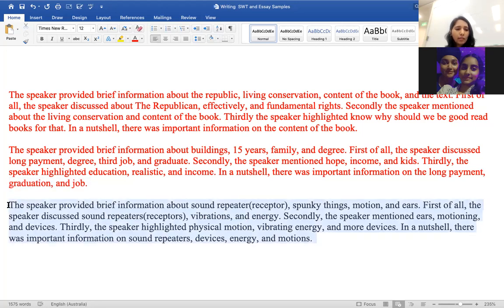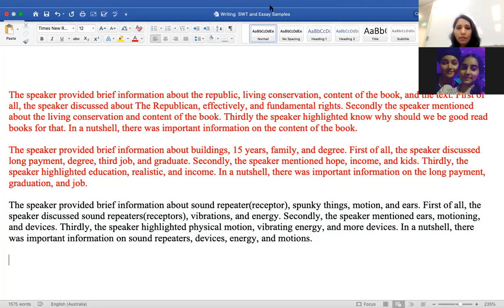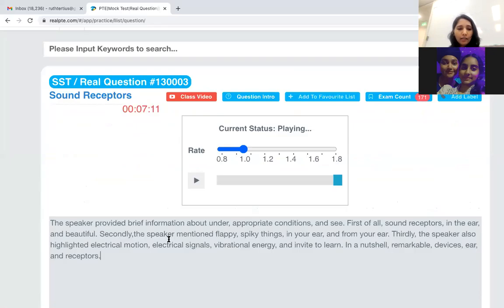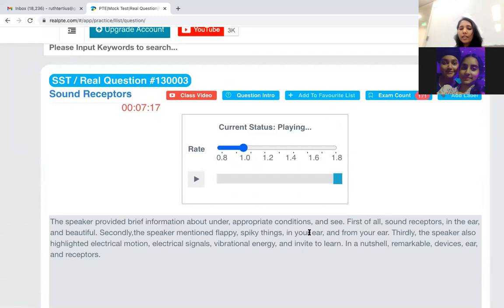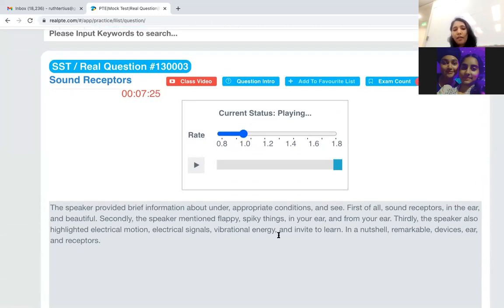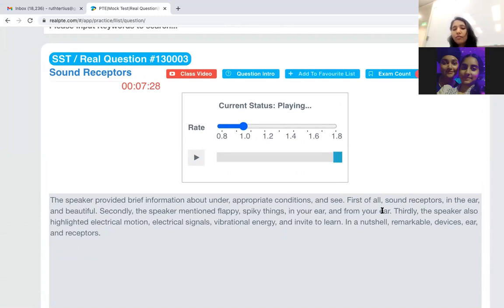Let's look at the word limit here. Is it a bit low? No, it's correct. It's about 50 words. So unless you're sure of the word, don't put it in. Okay. So I'll just show you. This is about how many words? 57 words. The speaker provided brief information about under appropriate conditions and say, first of all, sound receptors in the ear and beautiful. Secondly, the speaker mentioned flappy, spiky things in your ear and from your ear. Thirdly, the speaker also highlighted electrical motions, electrical signals, vibrational energy, and invite to learn. In a nutshell, remarkable, devices, ear and receptor.